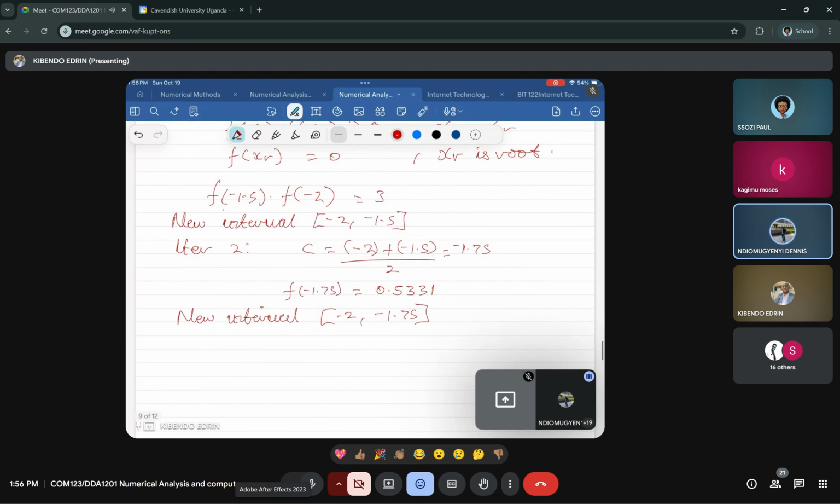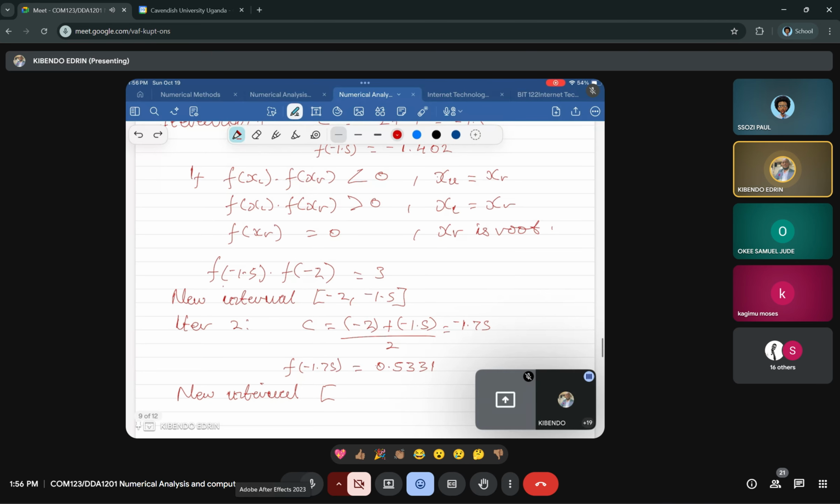Oh, yes. Let me ask you. Where should we get it? Where should we get it? Okay, is the negative 2 the upper limit, or the lower limit? This was our new interval from here. Maybe I can explain to him.